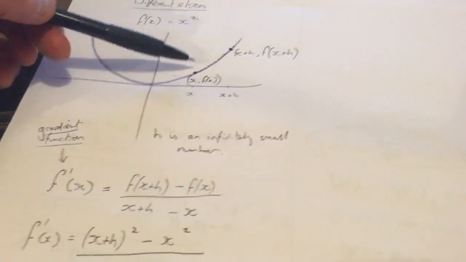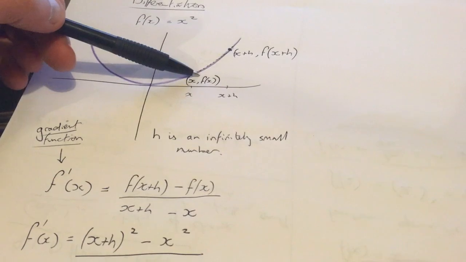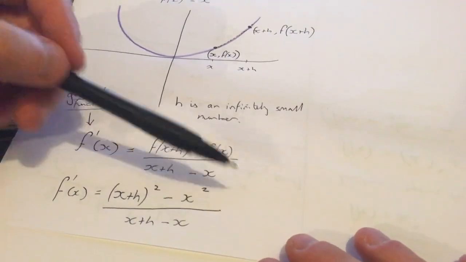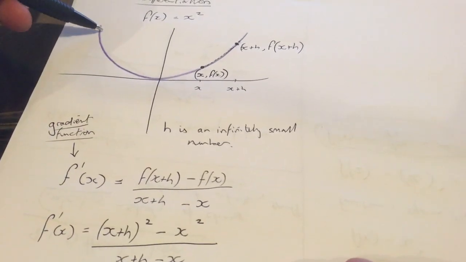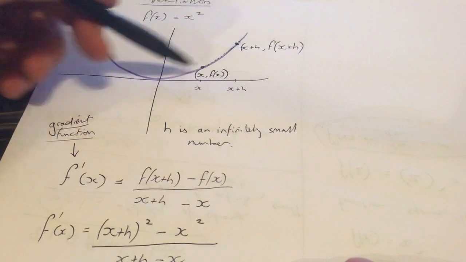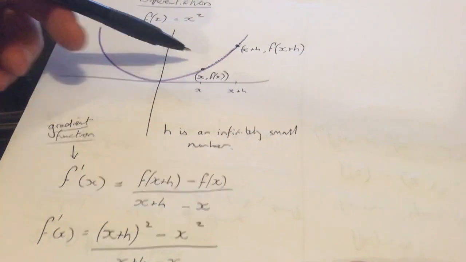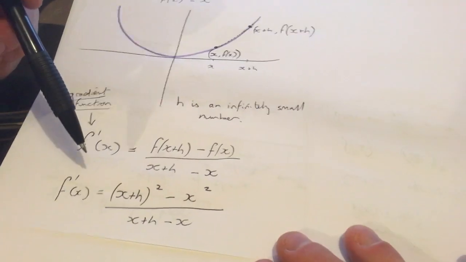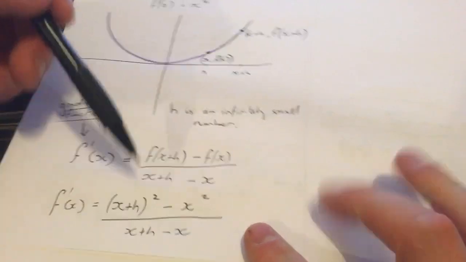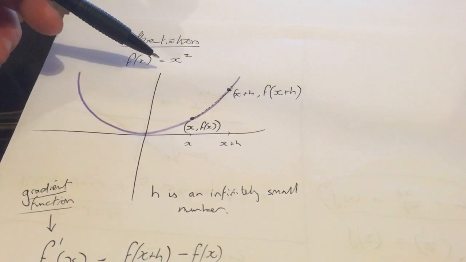Notice we've done this really generally. We said for any point x, there's a point infinitely close to it, x plus h, and using that we can find a general gradient for any point on this curve. And because obviously the gradient is different at every point on this curve, we're not going to get just an answer like the gradient is 2. We're going to get an equation that tells us the gradient, which we call the gradient function. So let's give that a go. Let's try and find out the gradient function for x squared.